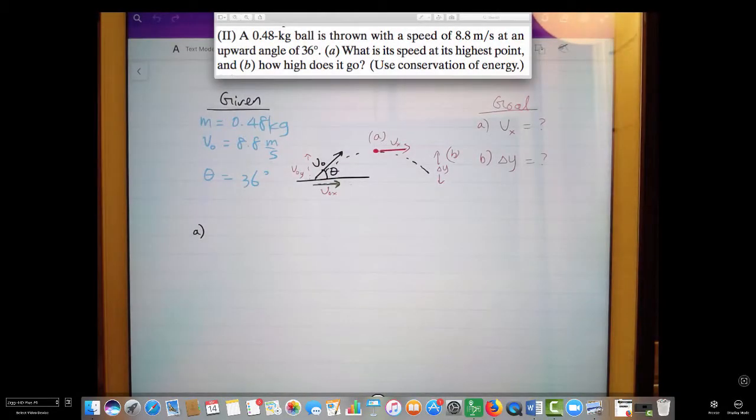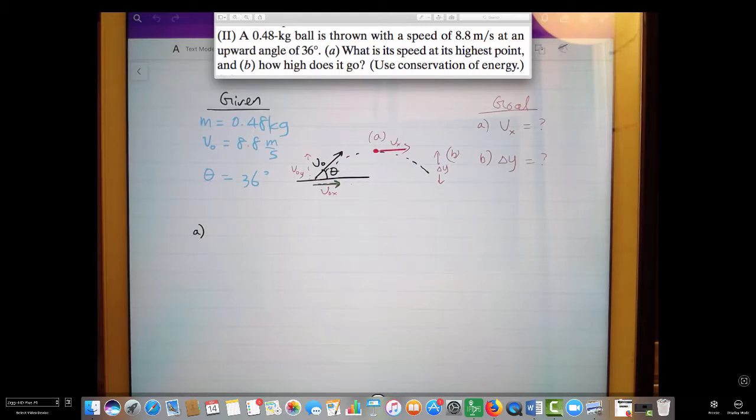Hi everyone, let's read the question together. A 0.48 kilogram ball is thrown with a speed of 8.8 meter per second and an upward angle of 36 degrees. What is its speed at its highest point and how high does it go? Instead of using kinematics, we'll use conservation of energy here.